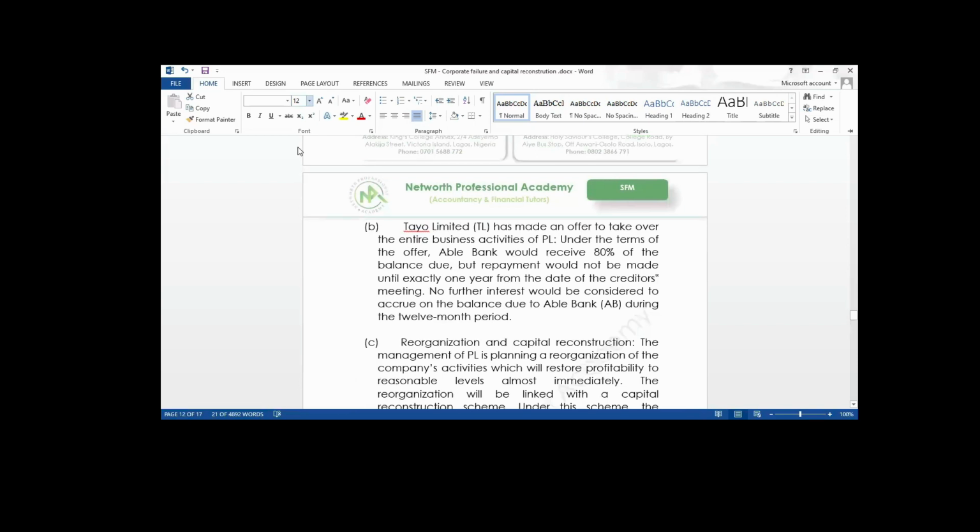Look at proposal B. Tayo Limited has made an offer to take over the entire business activities of PL. Under the terms of the offer, Able Bank will receive 80% of the balance due, but repayment will not be made until exactly 1 year from the date of the creditors' meeting. Now, how much will Able Bank get under proposal B?